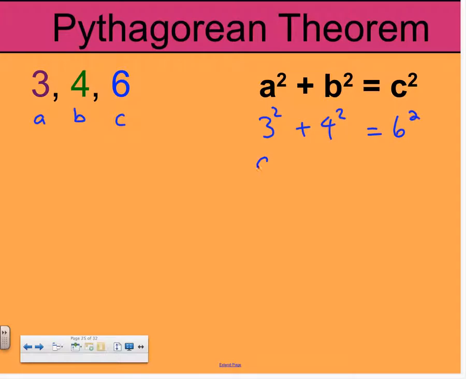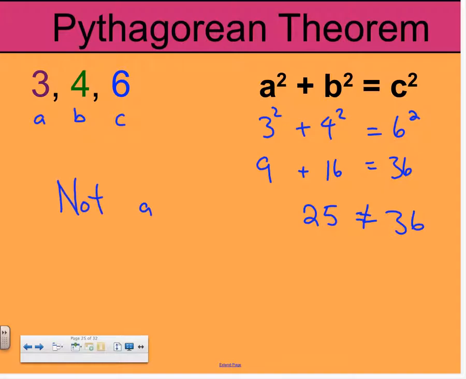Well, I know that 3 squared is 9. I know that 4 squared is 16. And I know that 6 squared is 36. Well, what does 9 plus 16 equal? That's 25. Well, does 25 equal 36? No, it doesn't. So we put that line through the equal sign, showing that it does not equal. So because both sides of this equation do not equal, we know that these are not a right triangle.